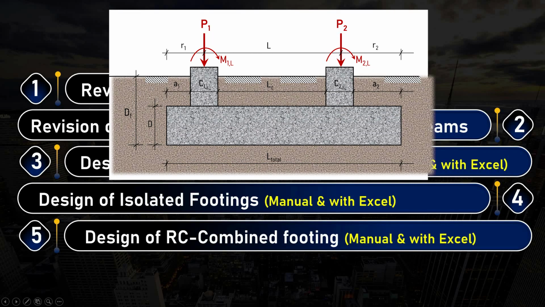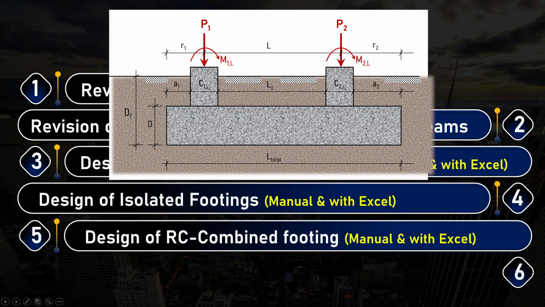In the fifth chapter, we will cover the design of combined footings. Again, we will do it. These combined footings are footings that are supporting two columns, and we will design them manually, and finally we will check them with the Excel sheets that we developed.